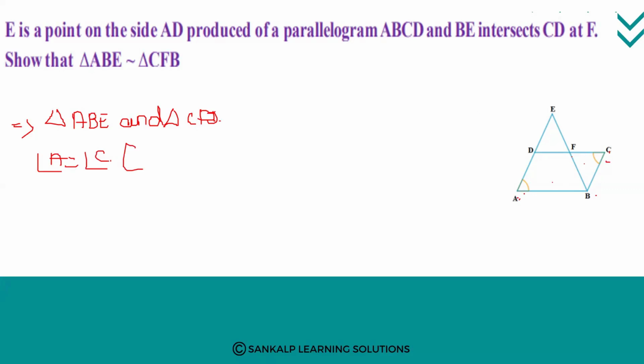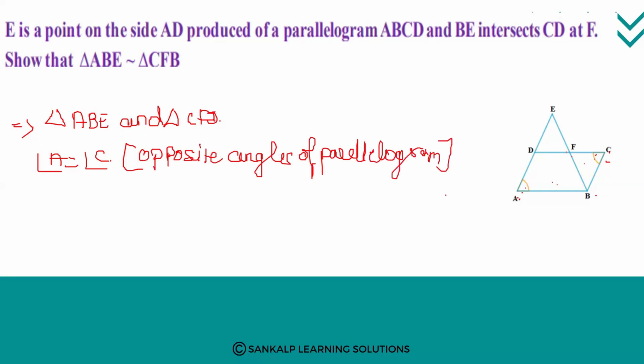So this is a parallelogram. ABCD is a parallelogram. In a parallelogram, opposite angles are equal and opposite sides are equal. Yes or no? So opposite angles of a parallelogram are equal. Therefore, these two angles are equal. Next.